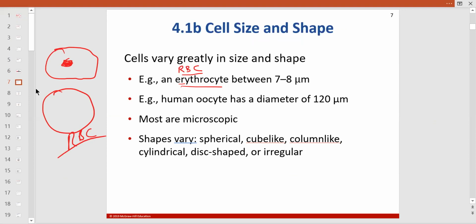So I'm not really concerned with the size of the cells, because we're not in the lab. But you have to know what shapes they are. I think shapes are going to be your big key, telling me what different tissues are.